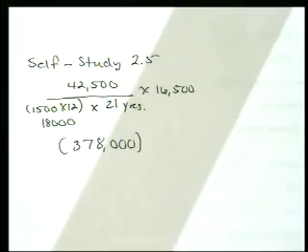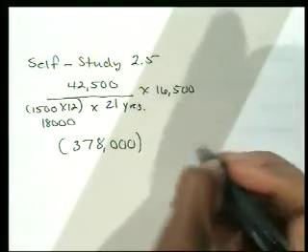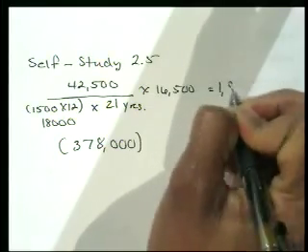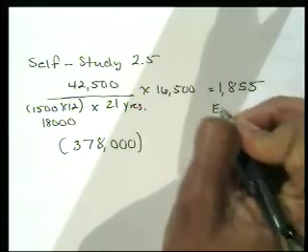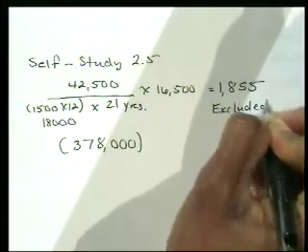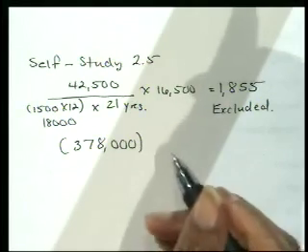Okay, so if I take my $42,500 and divide it by 378, and then multiply it times what he actually received, I get $1,855, and that represents the amount that's going to be excluded, meaning the amount he does not have to include in his income.